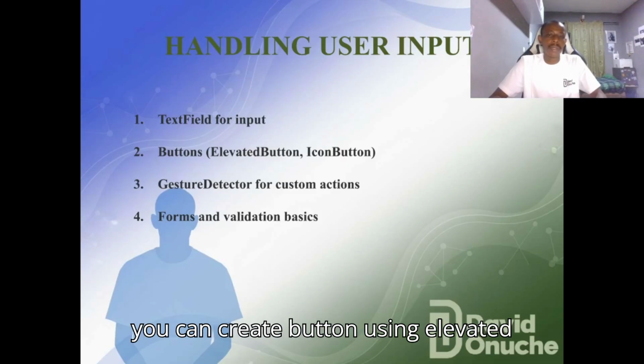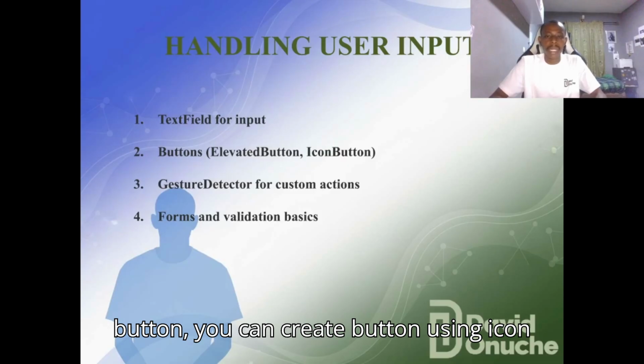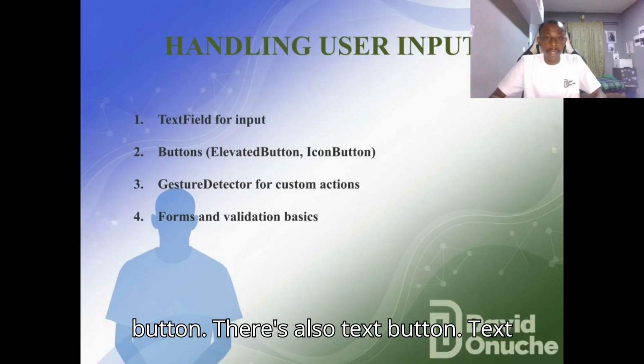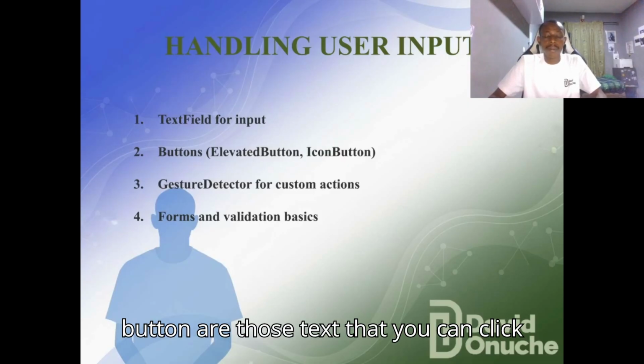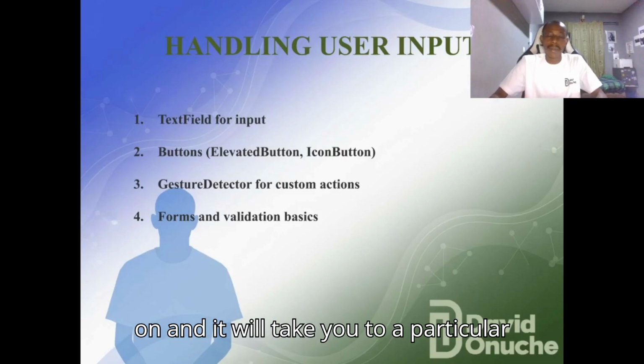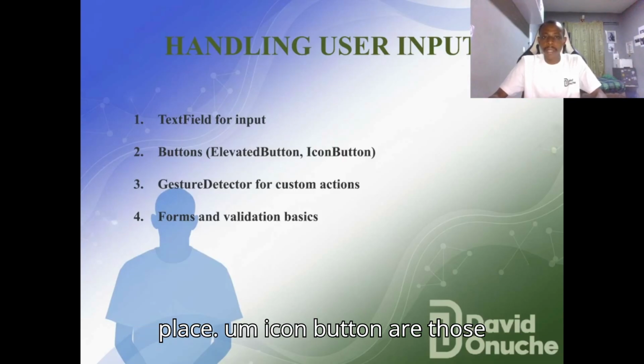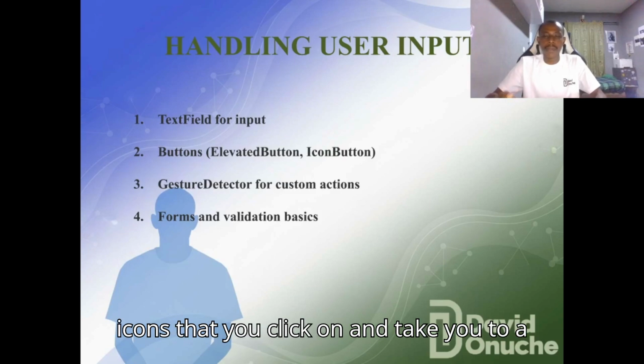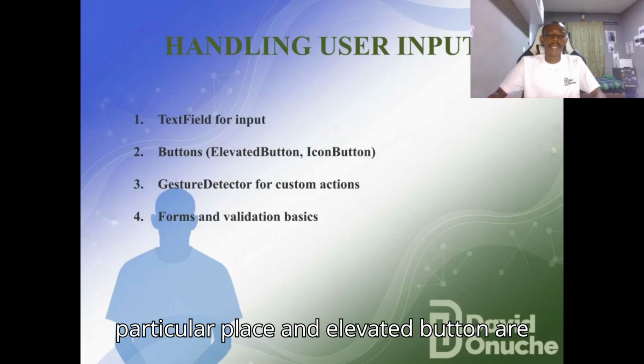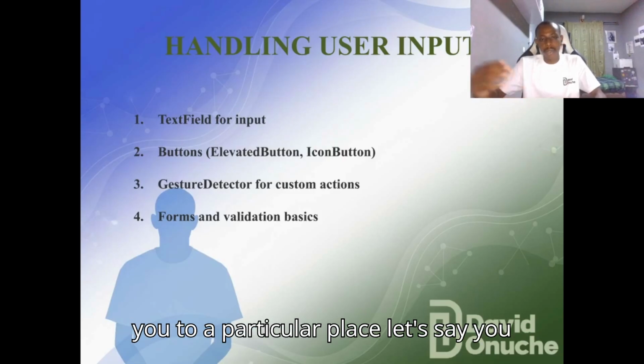You can create a button using elevated button, you can create a button using icon button. There's also text button. Text buttons are those texts that you can click on and it will take you to a particular place. Icon buttons are those icons that you click on and it will take you to a particular place. And elevated buttons are those buttons that you click on and it will take you to a particular place.